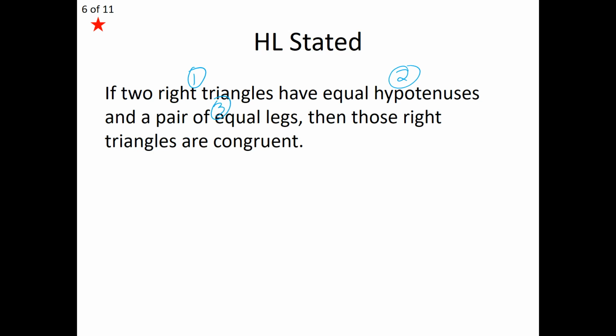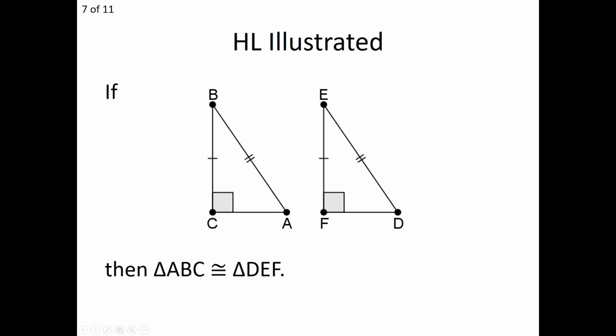It's just in the title, HL, we can then infer from that they must be right triangles, which is our third criteria. So if two right triangles have equal hypotenuses and a pair of equal legs, then those right triangles are in fact congruent. Let's take a look at the setup of this. So if, and here's our diagram, triangle ABC and triangle DEF are both right triangles, their hypotenuses, AB and DE, are equal, and we have a pair of equal legs, BC and EF, then we can claim these two triangles are in fact congruent.